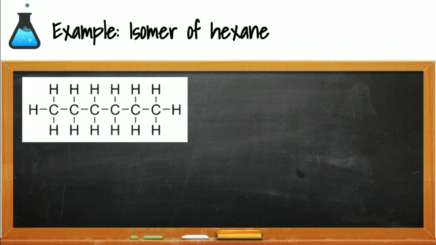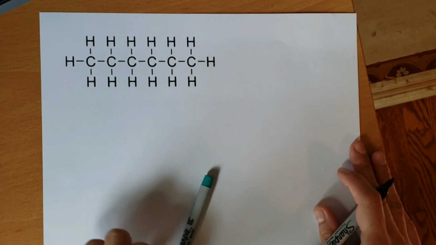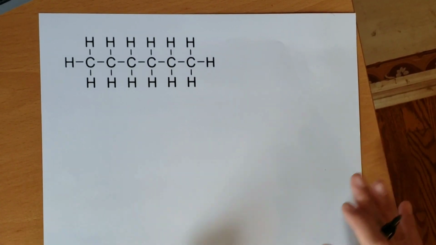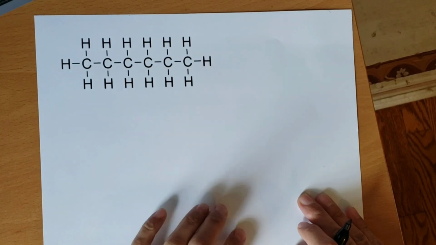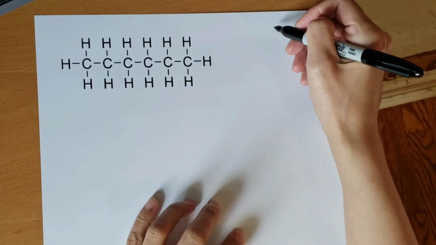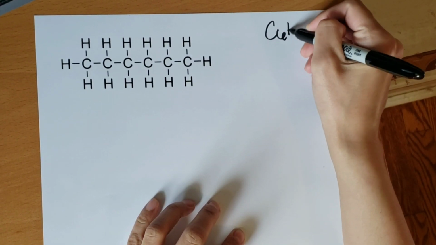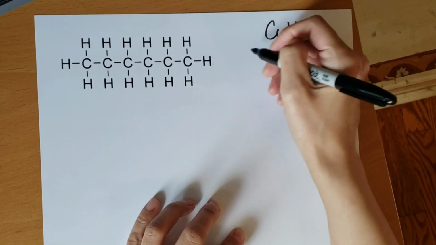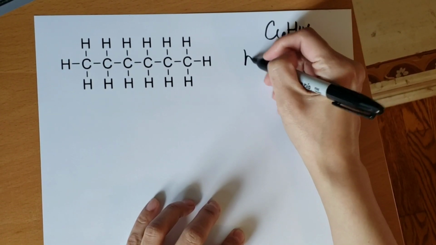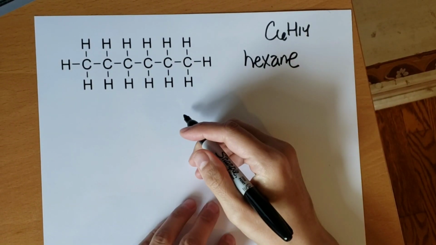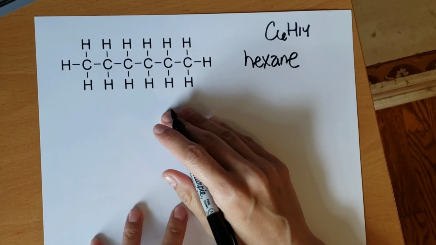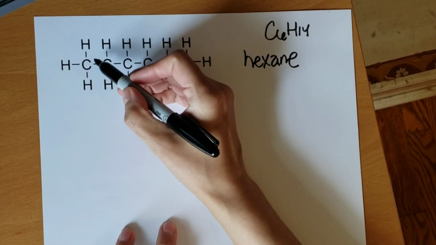So let me show you how to draw the isomers of hexane. Let's see if we can draw the isomers of this structure. So first let's name this structure and find its formula. Its formula is C6H14. So this structure is called hexane.